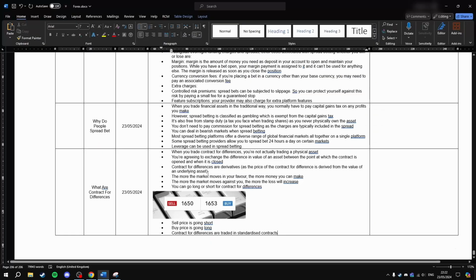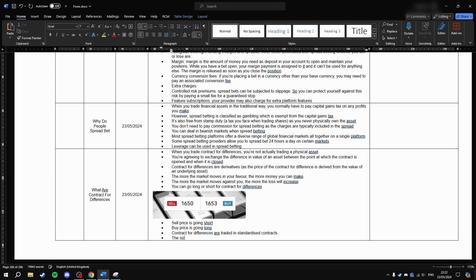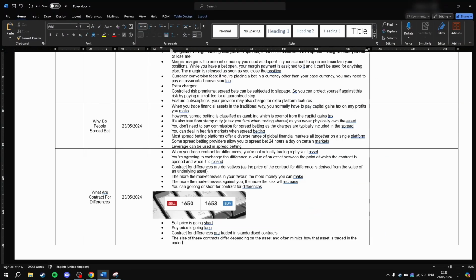So, the size of these contracts differ depending on the asset and often mimics how that asset is traded in the underlying markets.